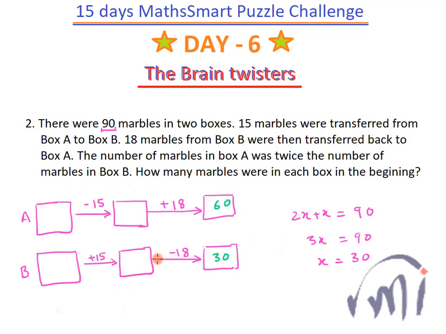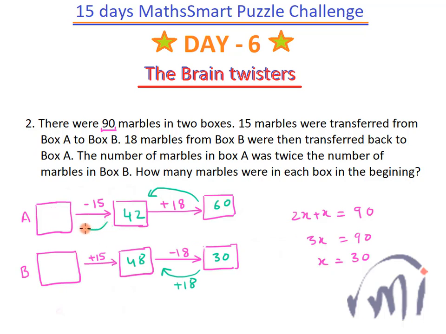And this 30 is after removing 18 marbles from box B. So at this stage, the number of marbles in box B would have been 30 plus 18, 48. And at this stage, the number of marbles in box A would have been 60 minus 18, that is 42. And this 42 was after removing the 15 marbles from box A.